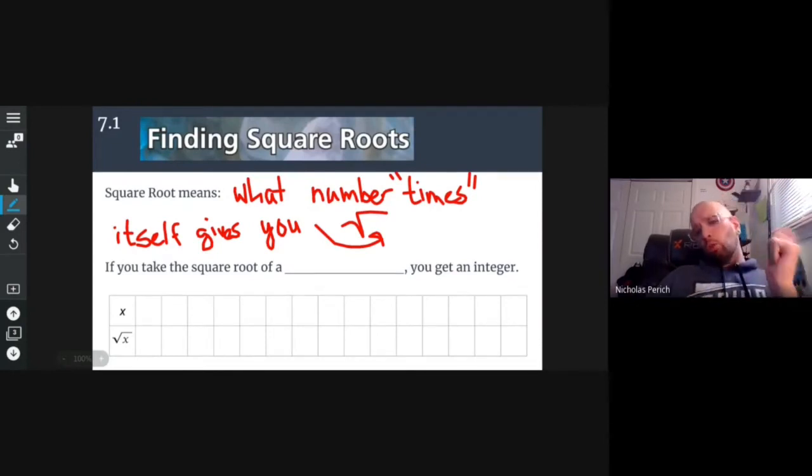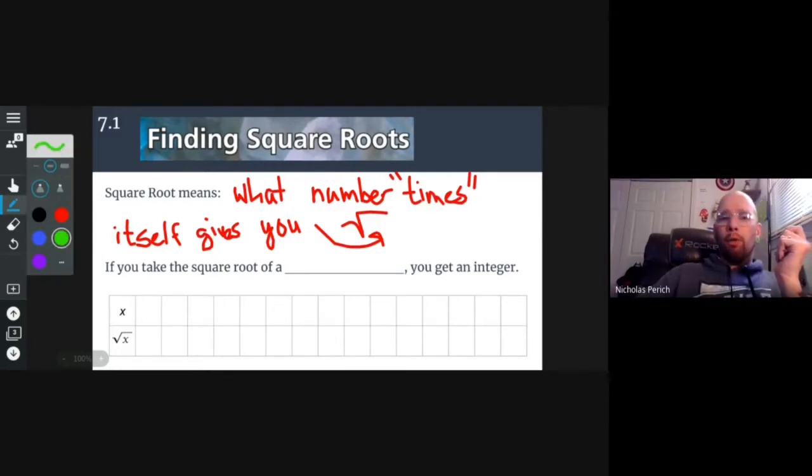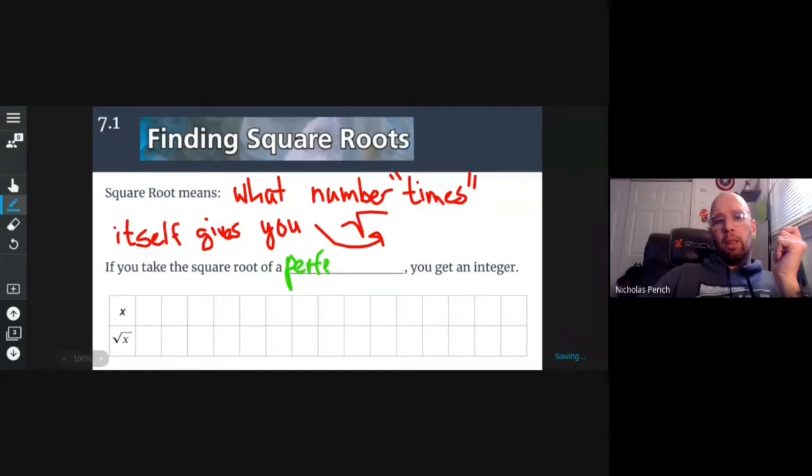If you take the square root of a perfect square, you know, it's funny. Perfect and perish start out with the same letters. How much truth that is. That says perfect square, as you can clearly see. If you take the square root of a perfect square, you get an integer.